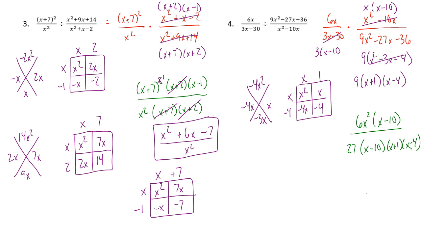Okay, now let's see what we can cancel out. The x minus 10 clearly cancels out. And I can see that 3 goes into 6 2 times, and 3 goes into 27 9 times, but 2 and 9 can't be reduced. So right now I have 2 over 9 times x plus 1 times x minus 4. Now if I wanted to, I could multiply those together. But remember, I have that right here. X plus 1 times x minus 4 gives me what we were factoring earlier.